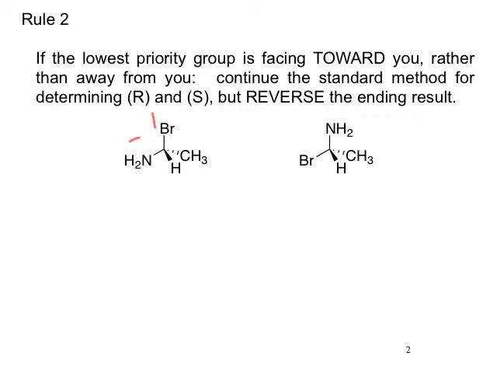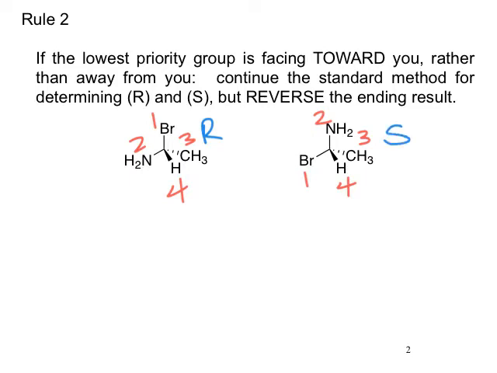If you find that the lowest priority group is not behind you, but instead it's in front of you, then you can still go through the same methods as before to determine the counterclockwise or clockwise rotation between 1, 2, and 3. But in this case, although we're going counterclockwise, we have to reverse the rules because the lowest priority group is in front. So this counterclockwise rotation becomes R. And we look at the other example, this clockwise rotation becomes S.